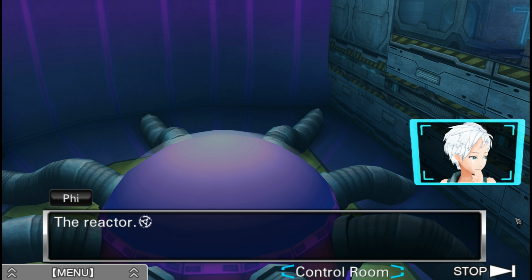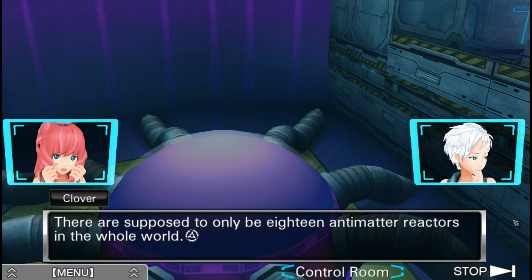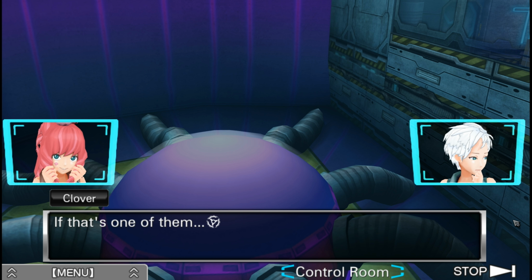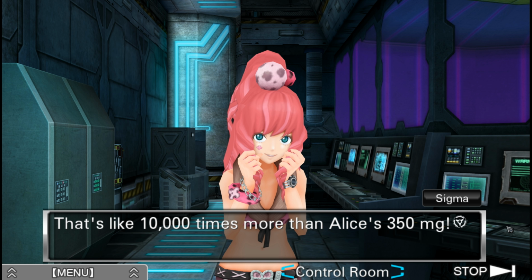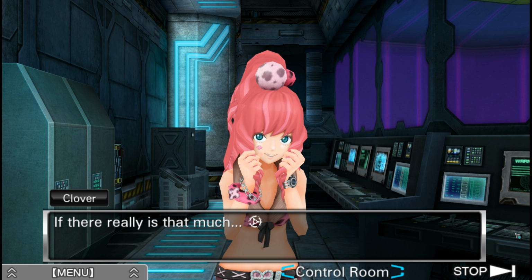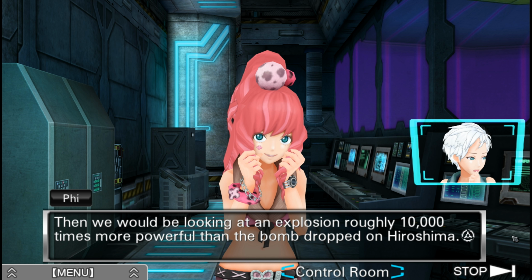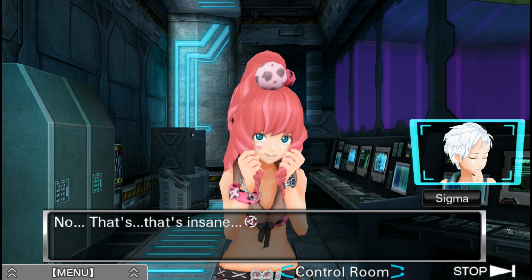The reactor. Yeah. There are supposed to only be 18 antimatter reactors in the whole world. If that's one of them, then there's a lot of anti-hydrogen. 3.5 kilograms. That's a lot. If there really is that much, and if it does explode, then we would be looking at an explosion roughly 10,000 times more powerful than the bomb dropped on Hiroshima. Well, at least our deaths will be quick. That's insane.